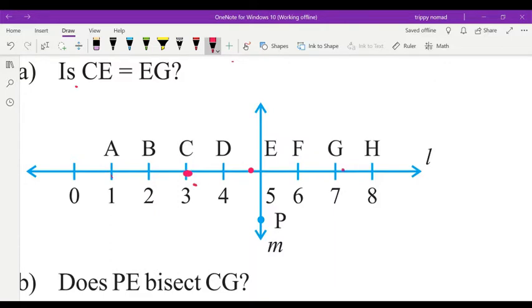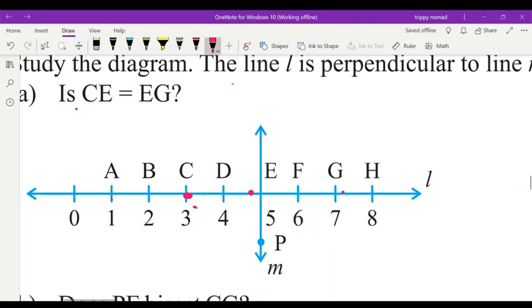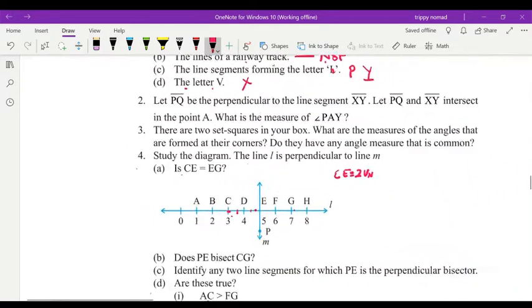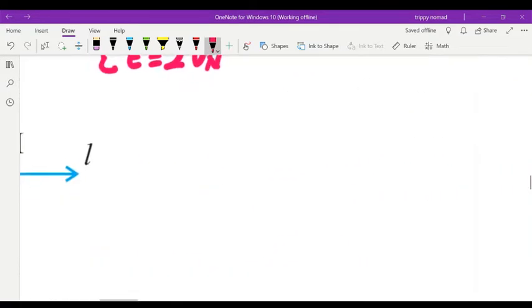Yes, CE, children, CE is 2 units. 1, 2. CE is equal to 2 units. And EG is also equal to 2 units.